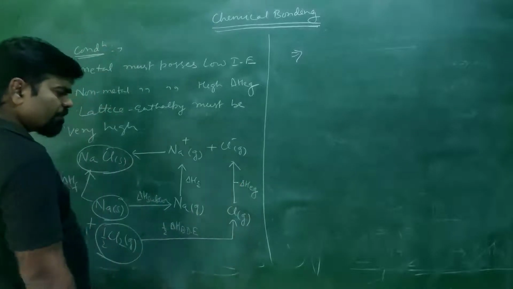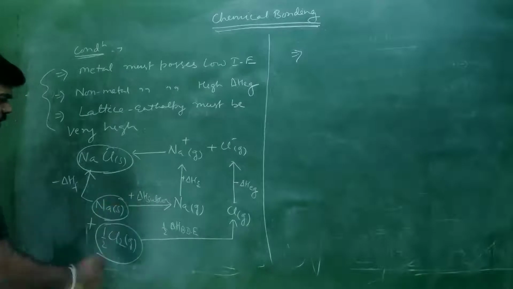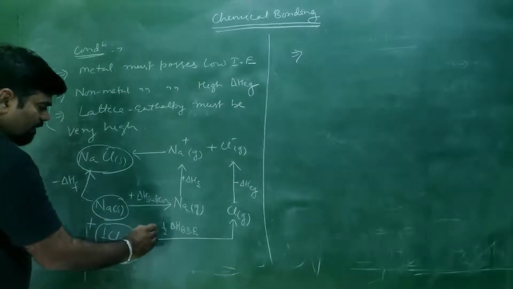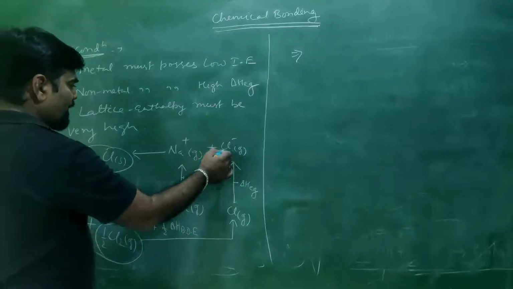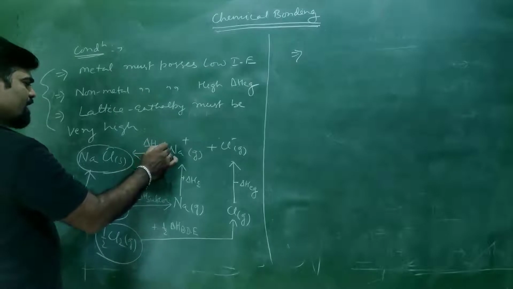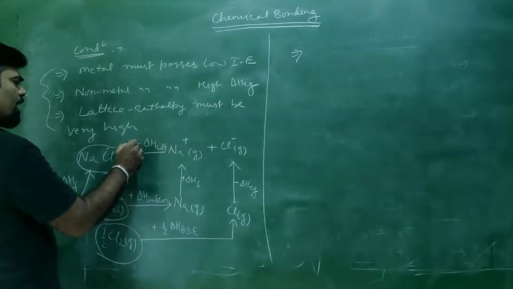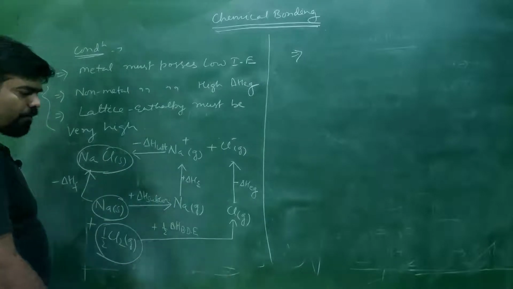Electron gain enthalpy will be negative, ionization enthalpy will be positive, enthalpy of sublimation will be positive, and enthalpy of bond dissociation will be positive. When these two combine together, they release a certain amount of energy, which is called lattice enthalpy, and that must be negative. For the formation, it is negative; for breaking, it must be positive.